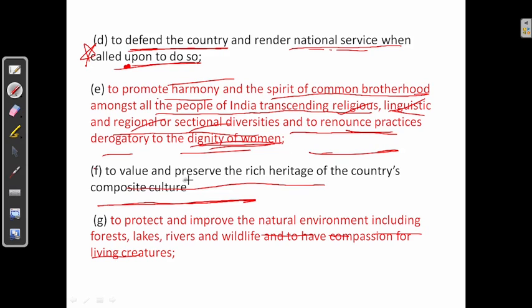Next, to value and preserve the rich heritage of our country's composite culture. The next fundamental duty is to value and preserve the rich heritage of the country's composite culture. Next, to protect and improve the natural environment including forests, lakes, rivers and wildlife, and to have compassion for living creatures. The next fundamental duty is to protect and improve the natural environment including forests, lakes, rivers and wildlife, and to have compassion for the living creatures.